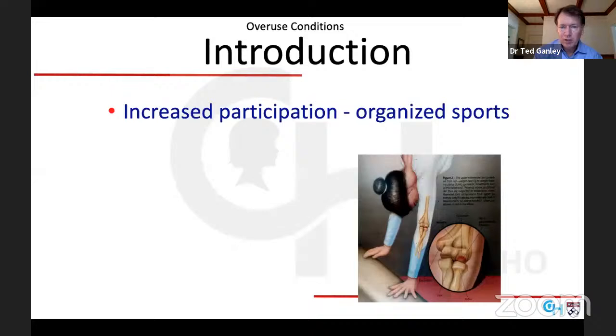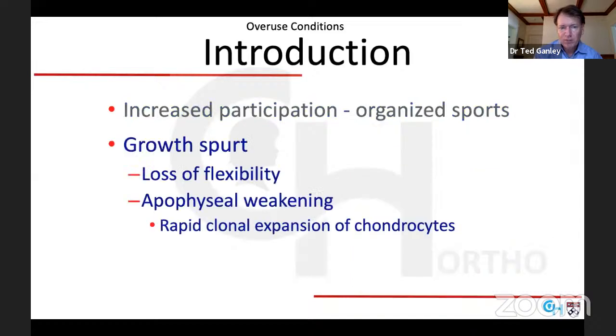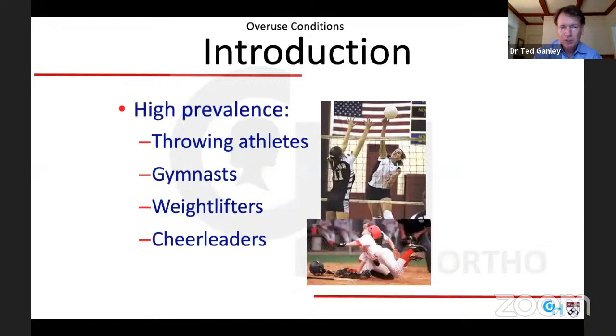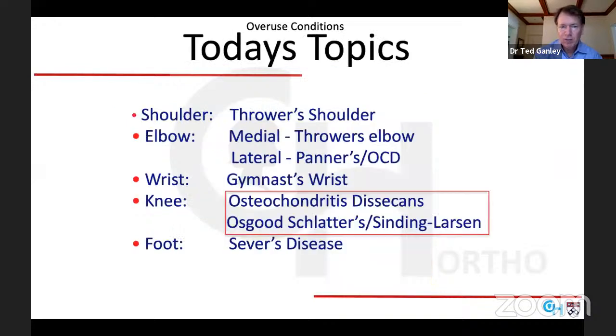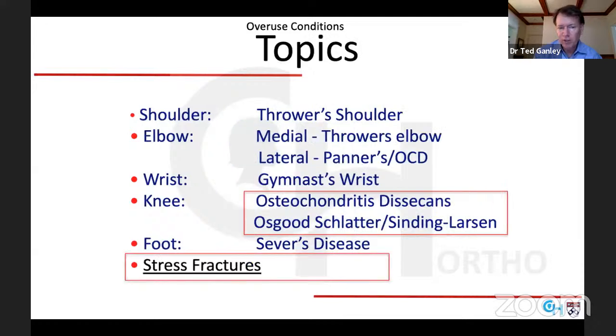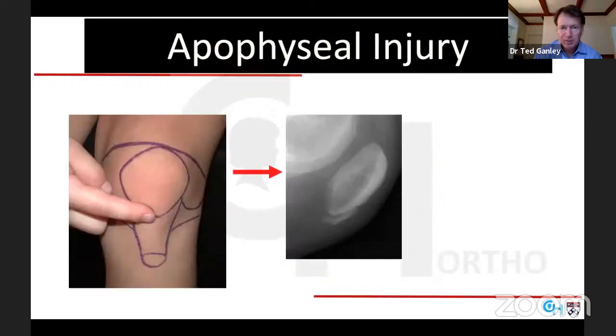As an introduction, there's certainly been an increased participation in organized sports in our younger generation. Growth spurts can lead to loss of flexibility, apophyseal weakening with rapid clonal expansion of chondrocytes, high prevalence in the athletes you see shown and listed here. And then there's certainly a number of areas where we'll see overuse injuries. I'm going to focus on OCD, Osgood-Schlatter, Sinding-Larsen, and some stress fracture principles, basically.